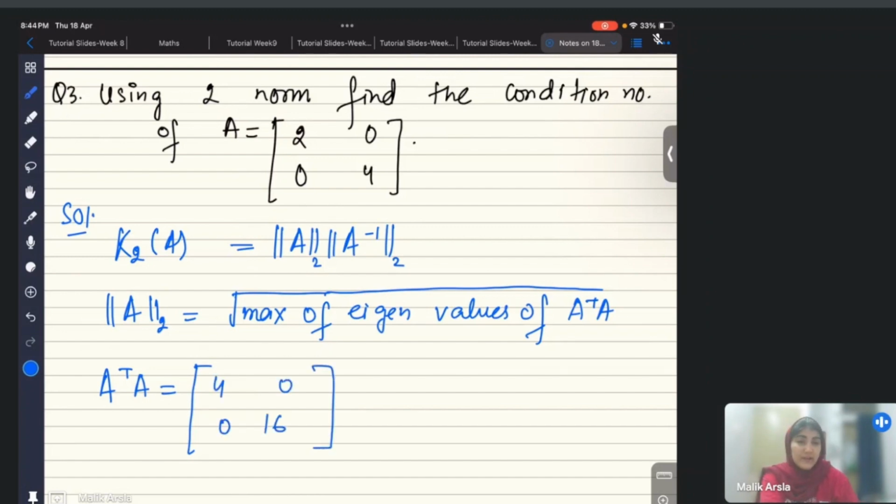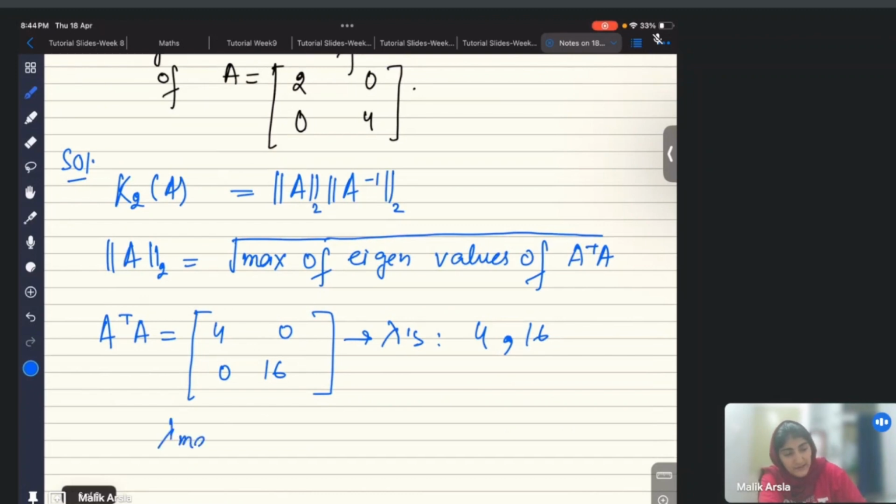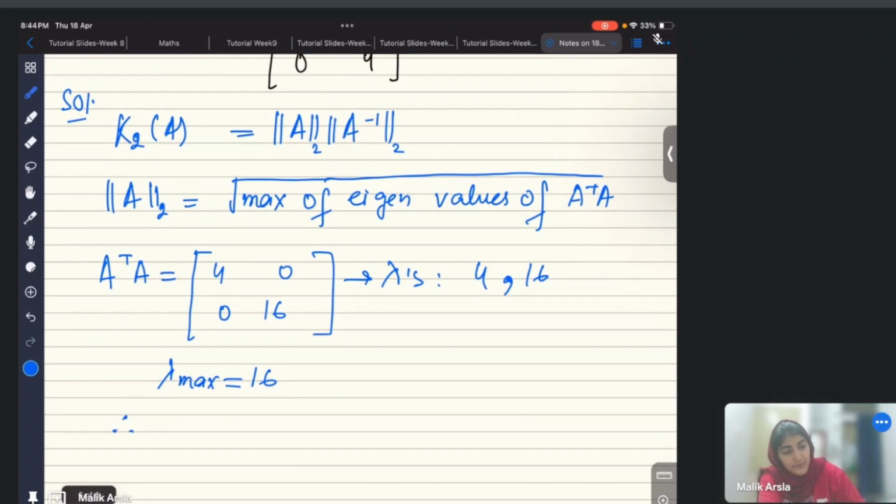And being a diagonal matrix, the eigenvalues are simply the diagonal entries of this matrix, which are 4 and 16. So lambda max here is equal to 16. Therefore, the 2 norm of A is the square root of 16, which is equal to 4.